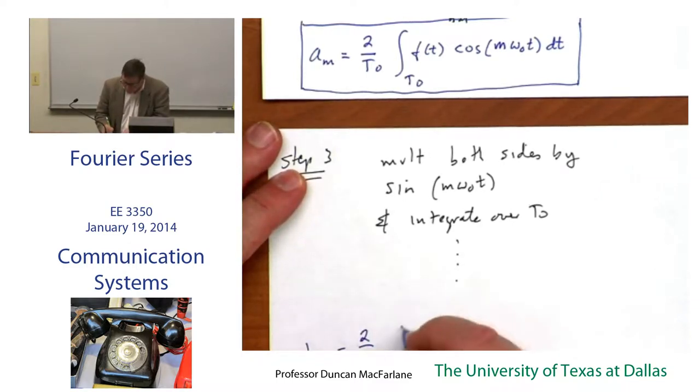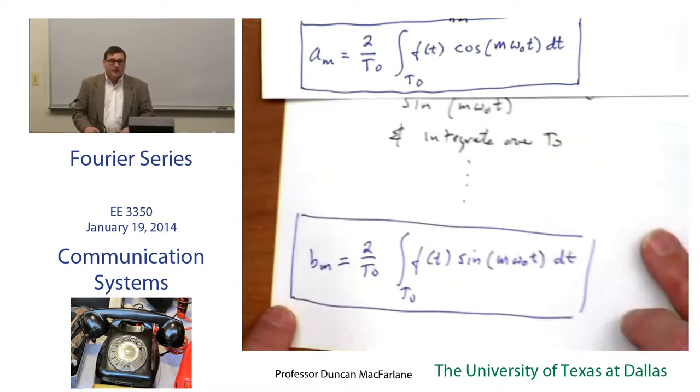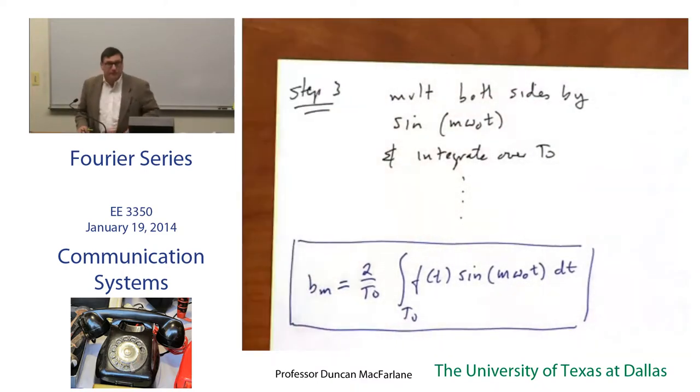Because now we can see what the mathematical prescription is for getting the B sub M's. And again, if you need a physical interpretation, it represents the dot product between the vector F of T and the vector sine of M omega naught T. The projection of one onto the other. Very powerful, very nice approach.